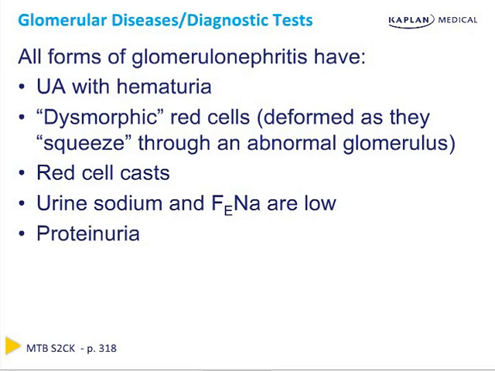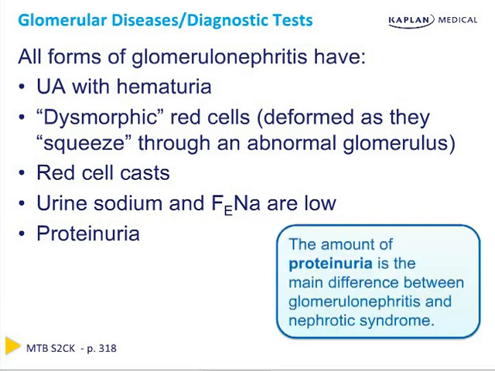Proteinuria is present as well due to the abnormal filtration. All glomerular diseases have these same basic findings. We'll discuss in subsequent slides how differences between the glomerular diseases can be used to make the diagnosis. One of these characteristics is the amount of proteinuria. Nephritic and nephrotic syndrome both have protein in the urine; it's the degree of proteinuria that helps us tell the difference between the two.